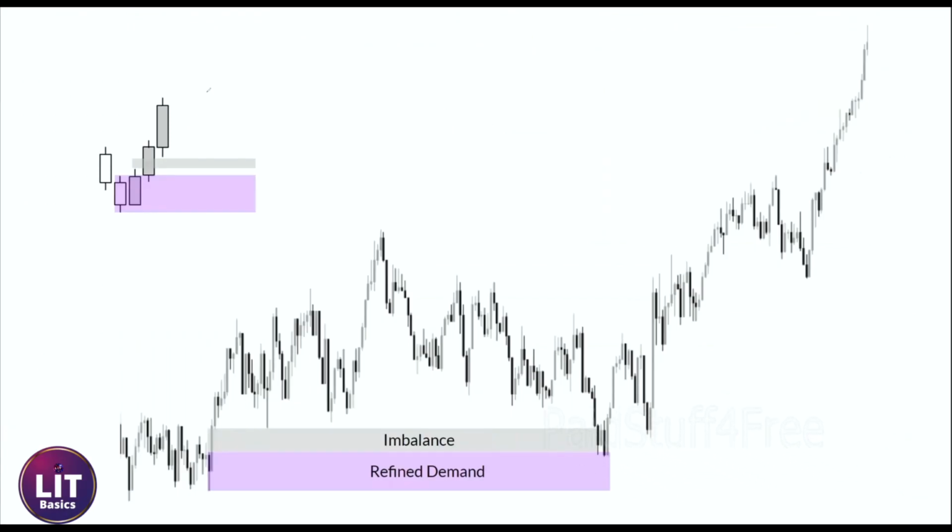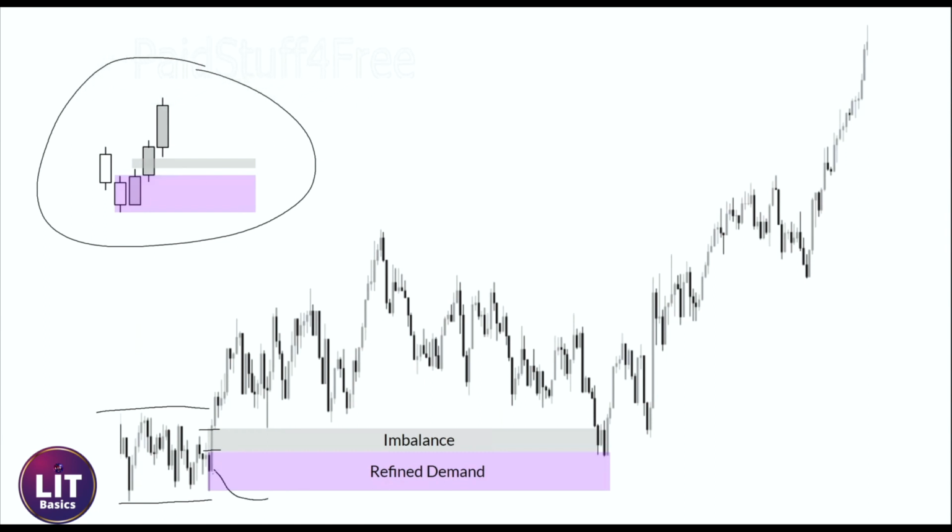So as you can see, this is the example shown here on the charts. So what do we have? Well, we have our overall demand zone, but then we have our imbalance here. So our refined candle becomes this one here. And again, a little look to the future: we build liquidity above this zone before tapping in and continuing in that direction.